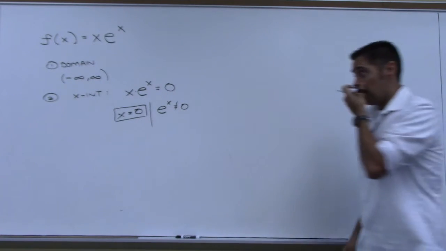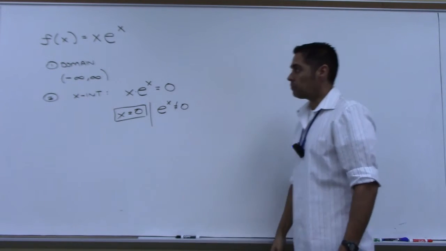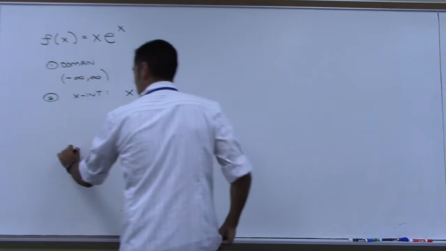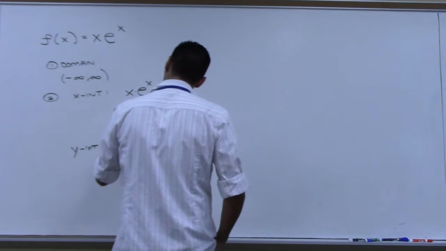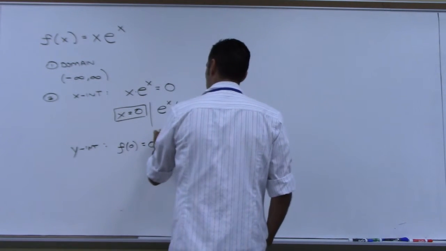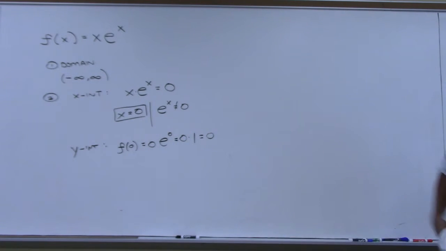So at 0, it's killing it off, right? How about a y-intercept? Plug 0 in, and you get 0, because e to the 0 is 1. So you have f of 0, which is 0 times e to the 0, which is 0 times 1, which is 0. Which is the same as the x-intercept.